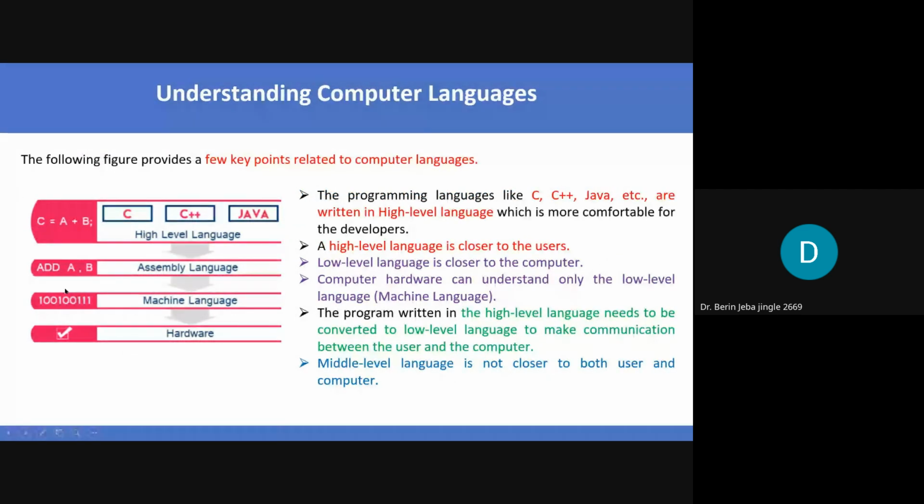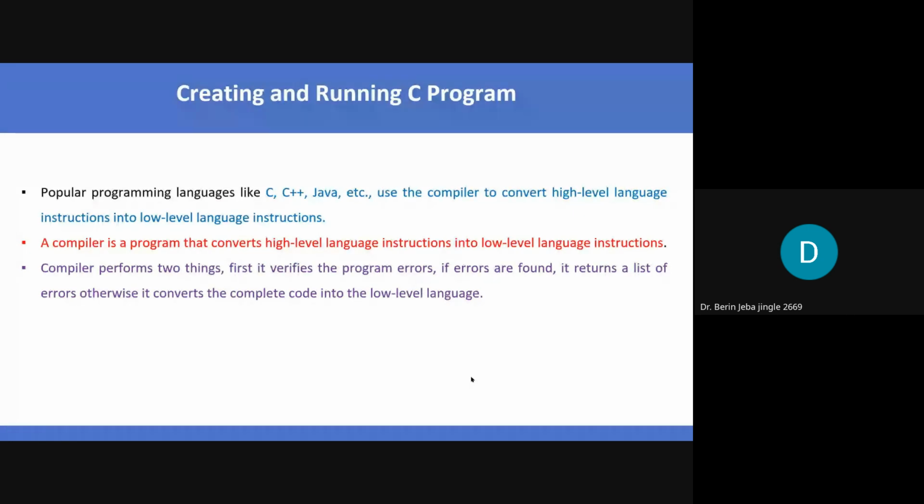Assembly level languages are converted to machine languages using an assembler. You have to keep this in mind. A compiler or interpreter converts high level language to machine understandable language. Popular programming languages are C, C++, Java, etc. What is a compiler? It is very, very important. A compiler is a program that converts high level language instructions to low level language.